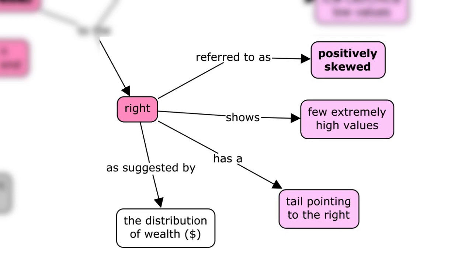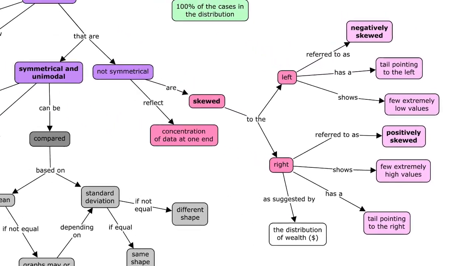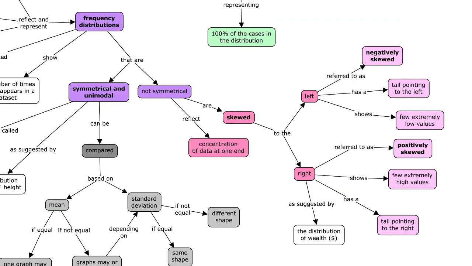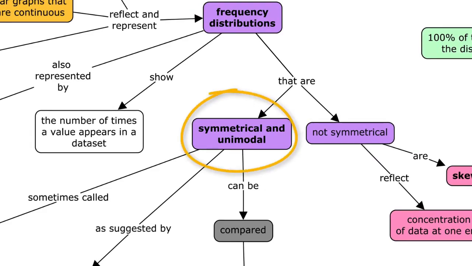In this particular case, with right-skewed frequency distributions, an example that might come to mind is the distribution of wealth within a particular society. So that takes us through the entire cluster of concepts that are associated with non-symmetrical frequency distributions. And we can now turn our attention to those that are symmetrical and unimodal.